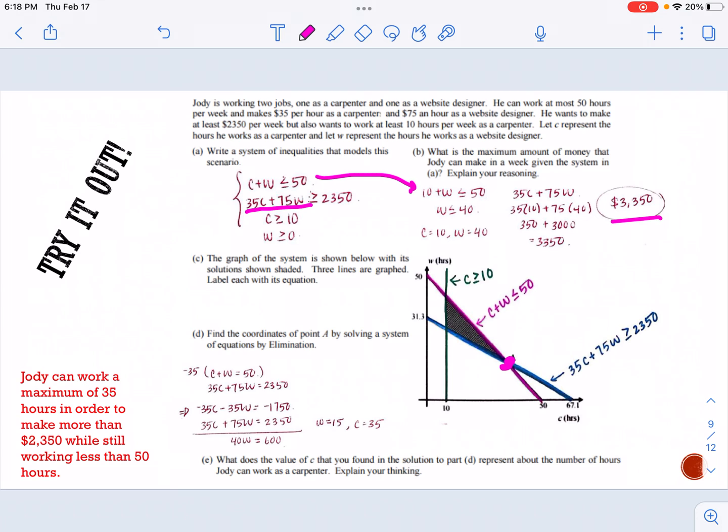All right, from there, what does the value of C that you found in the solution represent about the number of hours Jody can work as a carpenter? Well, that really just represents Jody can work a maximum of 35 hours in order to make more than $2,350 while still working less than 50 hours. So that point really talks about hitting all of those constraints.